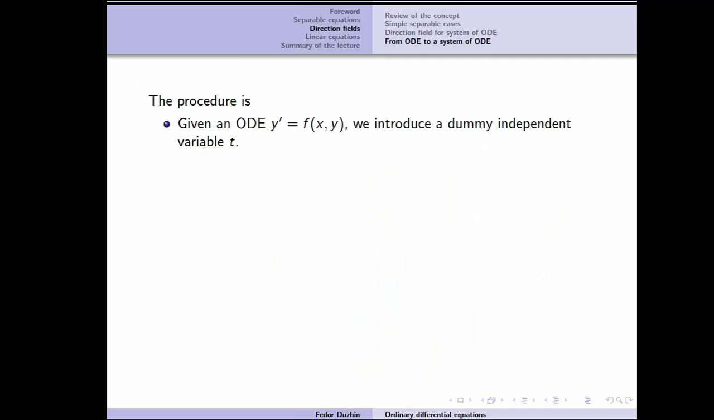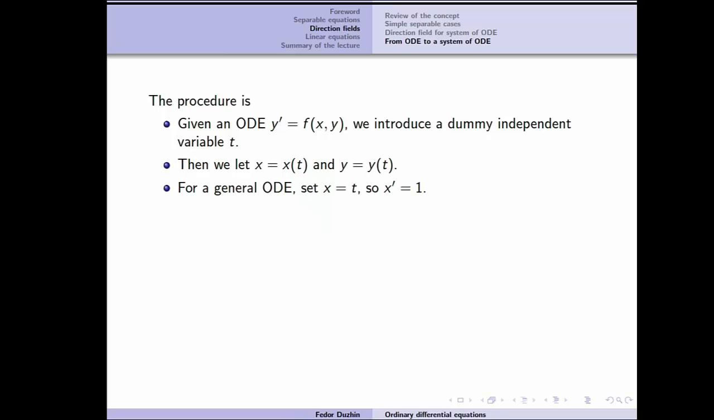Alright, now it is possible to convert every single differential equation into a system of two autonomous differential equations. Basically, we need to introduce a dummy variable t. We let both x and y be functions of t, but then the first equation of the system is just x equals t.